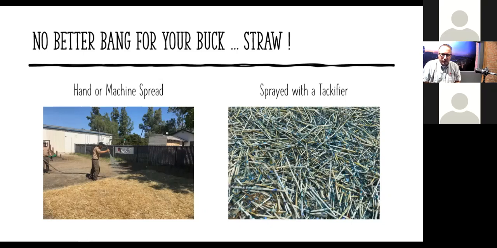Straw is also not a great one if we're going to rework that area in the near future. It can be just a lot of biomass that we've got to deal with. But for something that we're going to let sit for quite some time, straw, whether it's hand scattered or machine spread, is the most cost-effective way. And then you put a tackifier on top of that, spray a light tackifier on there, basically a glue with some smaller cellulose to help lock down the straw particles in place.